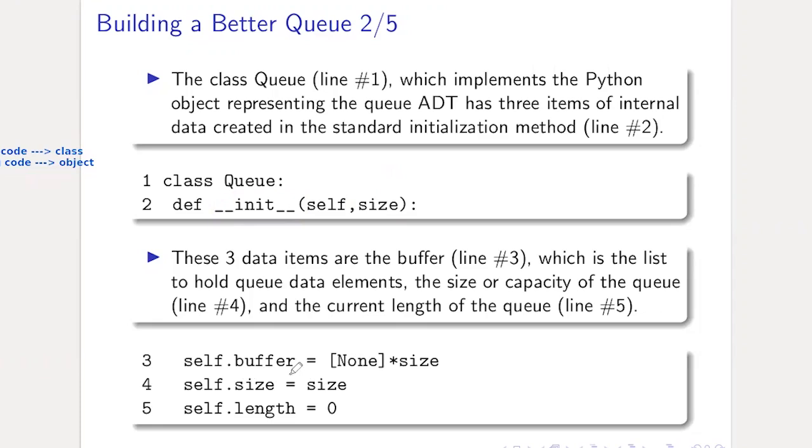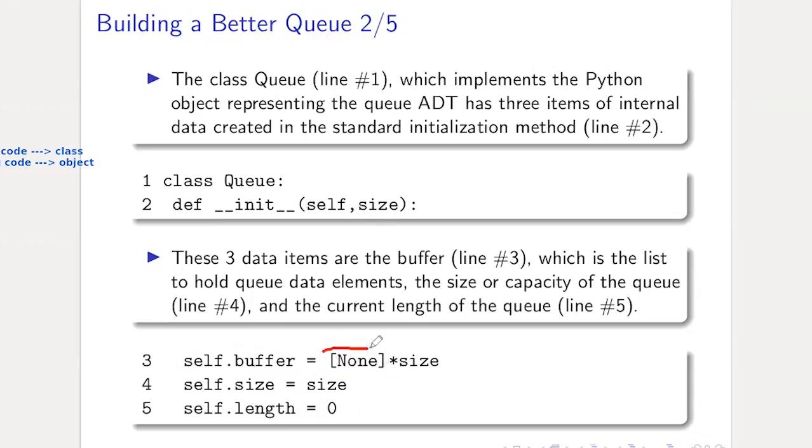I'm storing that size in a variable inside the object, and I'm also defining another variable called length and initializing that to a value 0. And of course, the buffer, as I mentioned, this is a list, and you can see I'm using the multiplier, the repetition operator, which we have discussed earlier. So essentially, I am creating a buffer of this size.